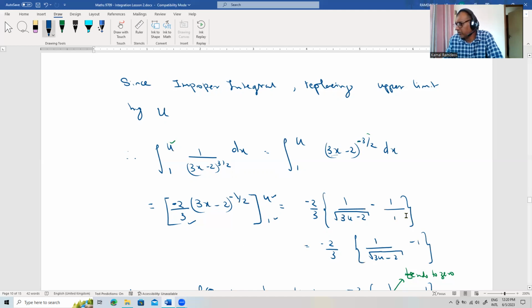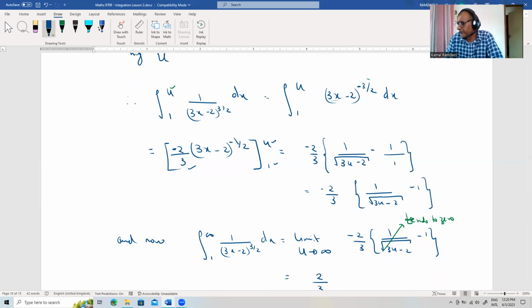Et là, we gagne minus 2 over 3 multiplied by 1 over root de 3u minus 2 minus 1. Et là, je dis, and now integration of 1 to infinity, 1 over 3x minus 2 to the power of 3 over 2, dx, c'est limite u tends to infinity. Je prends ça. Limite u tends to infinity minus 2/3 multiplied by the 1 over root de 3u minus 2 minus 1.